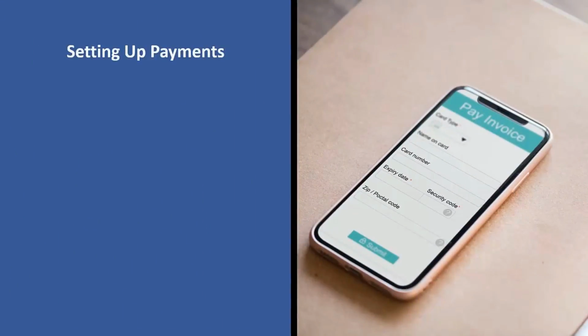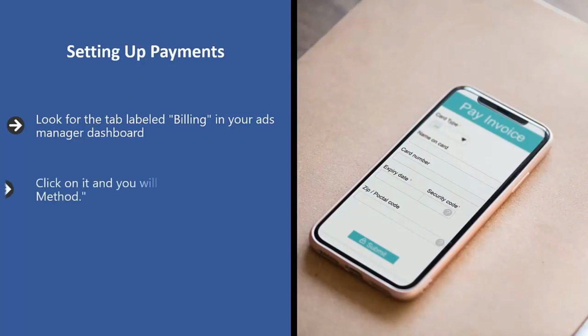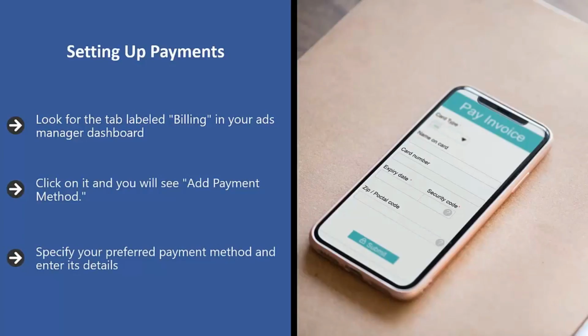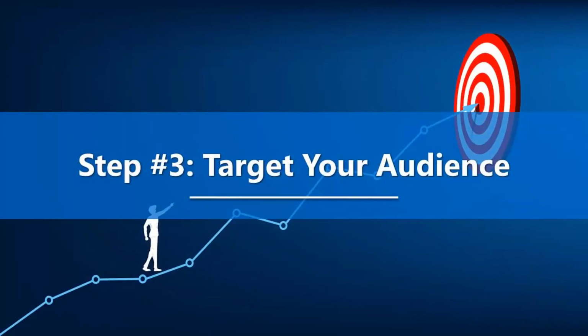Setting up payments. Look for the tab labeled Billing in your Ads Manager dashboard. Click on it and you will see Add Payment Method. Specify your preferred payment method and enter its details. Step number 3, target your audience.